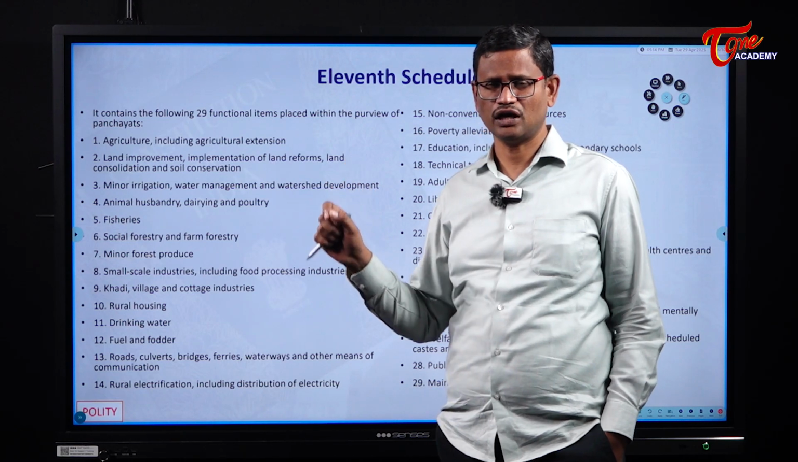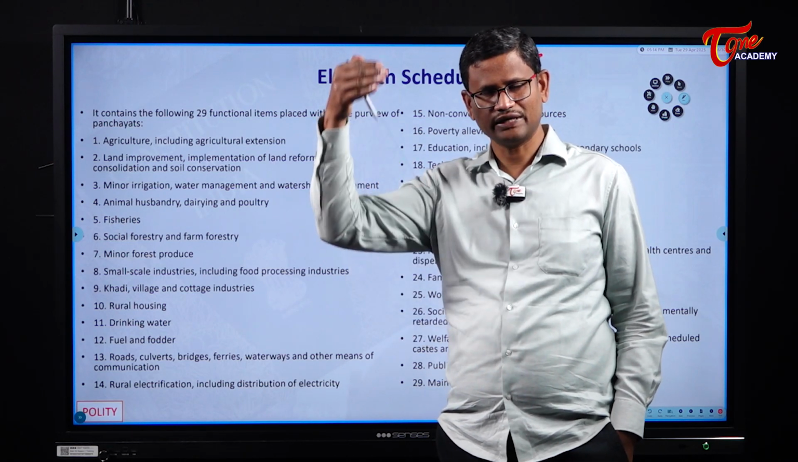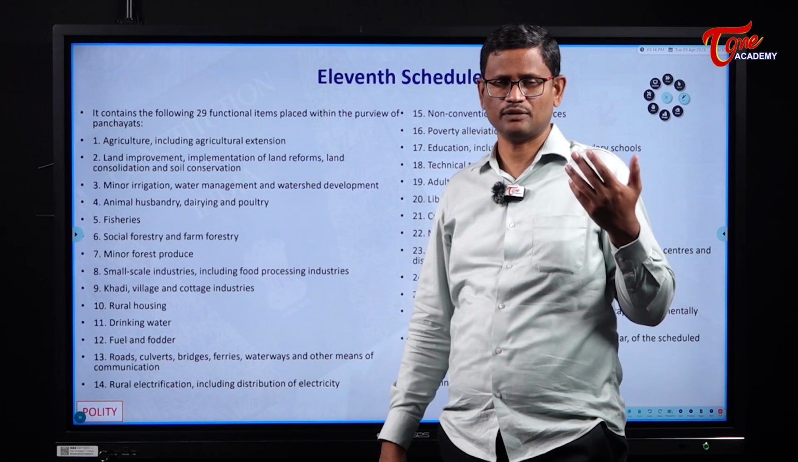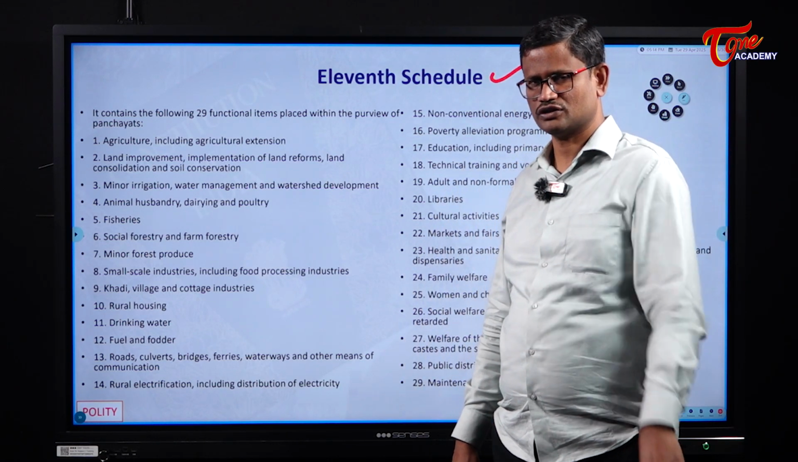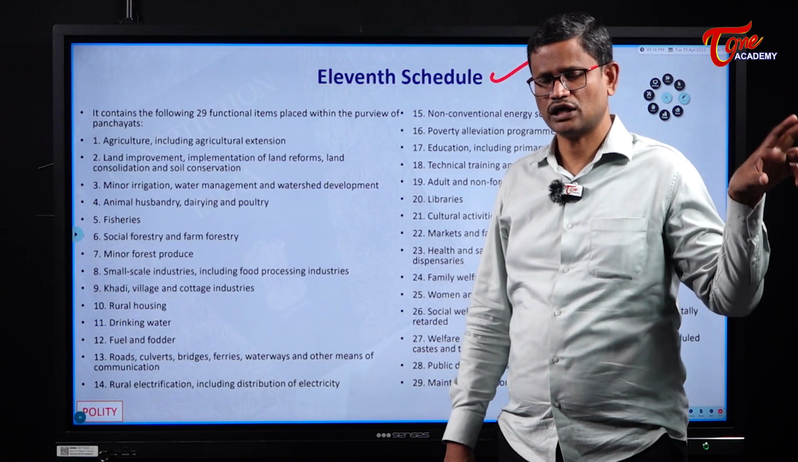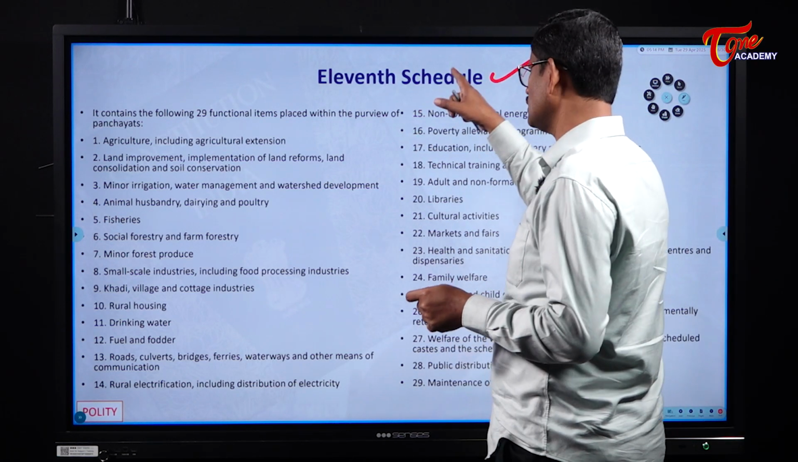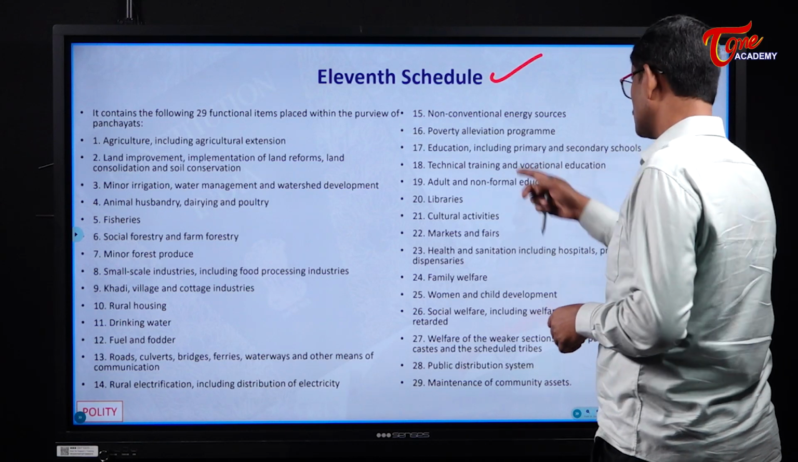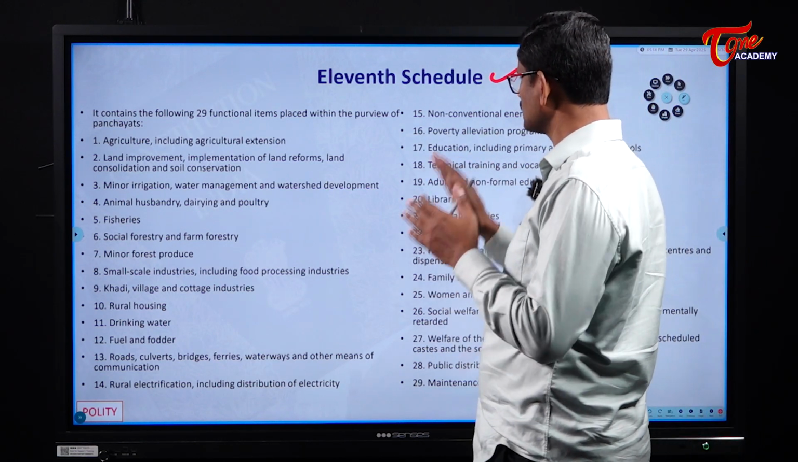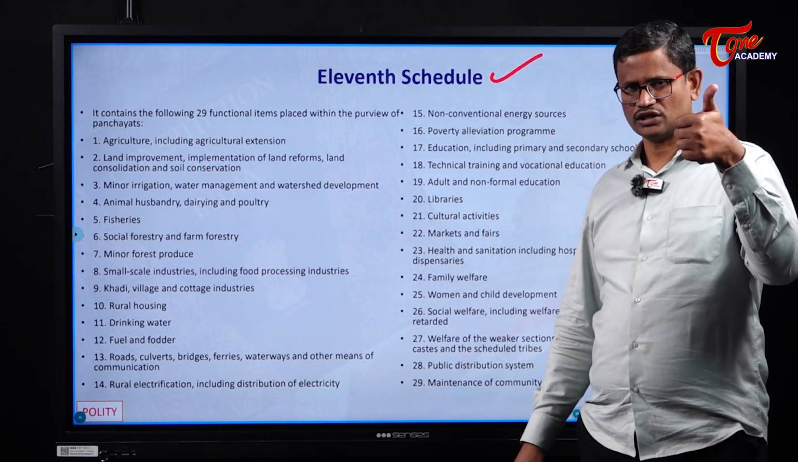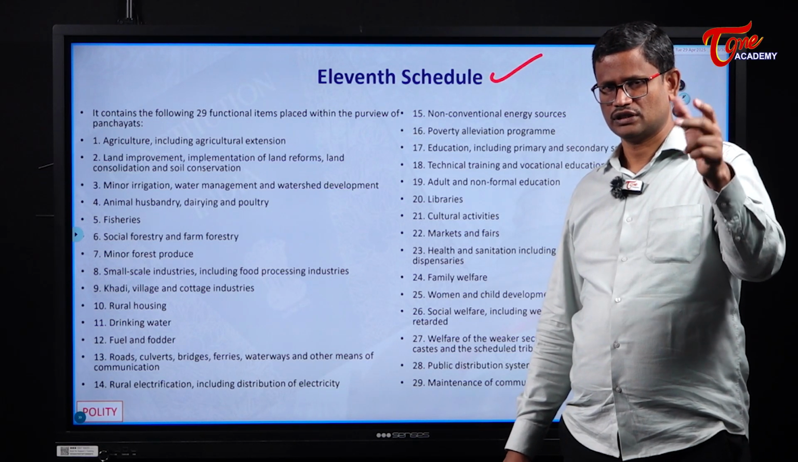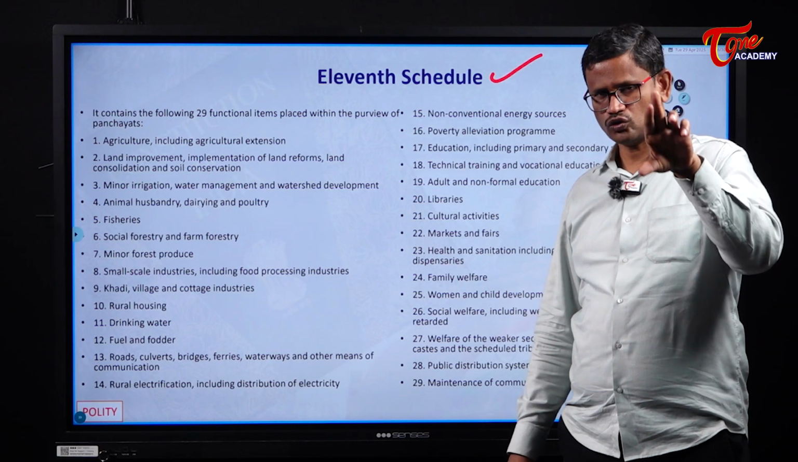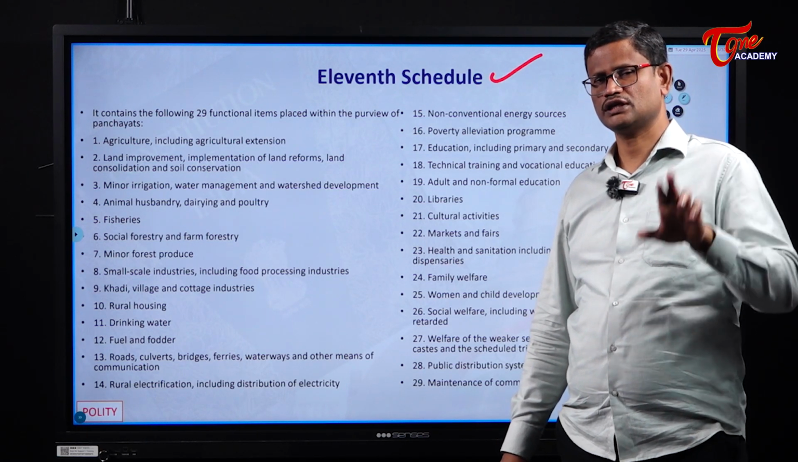What are the items in the 11th Schedule? What are the 29 items in the 11th Schedule? Tomorrow there can be a question, and questions have come. Which one of the following is mentioned in the 11th Schedule? Which one of the following is not mentioned in the 11th Schedule? So this is the list of 29 items. With respect to all these 29 items laid down in the 11th Schedule, functions, functionaries, finances, they have to be devolved to the 3-tier Panchayat Raj system.